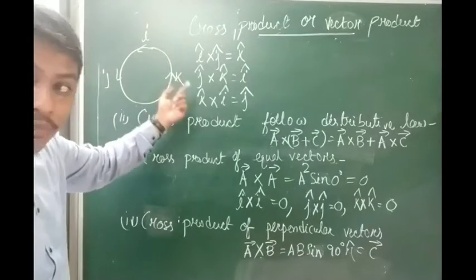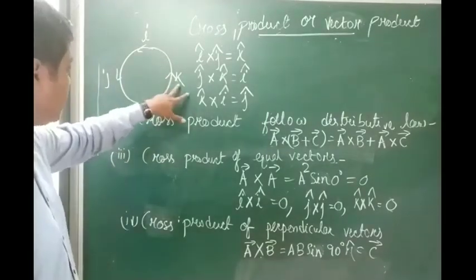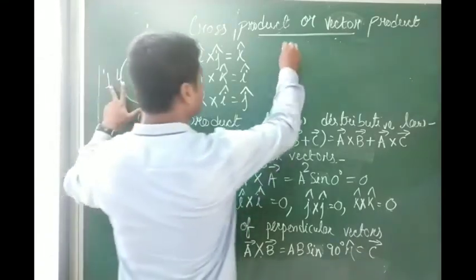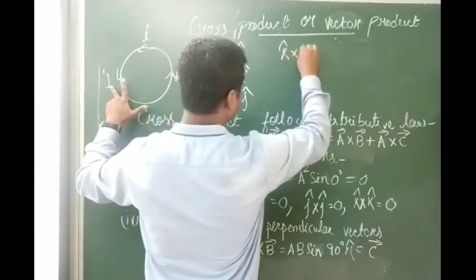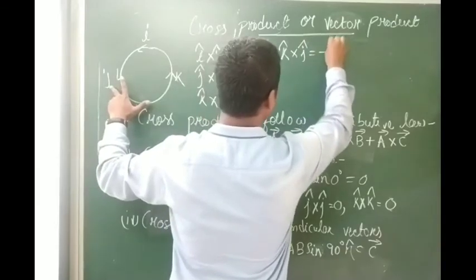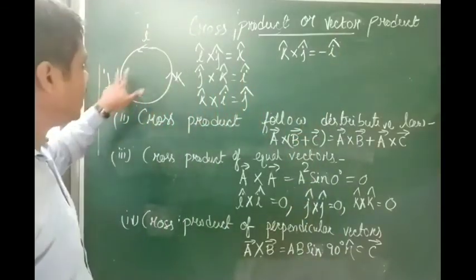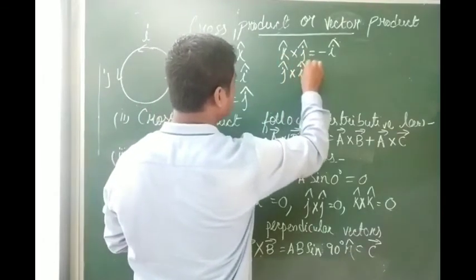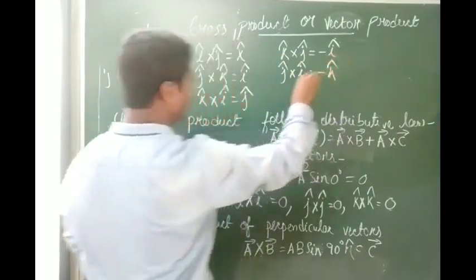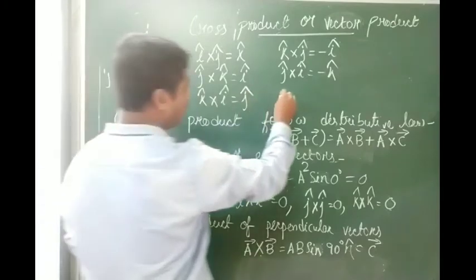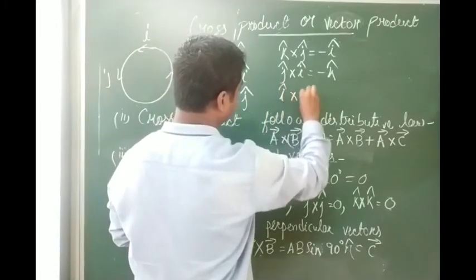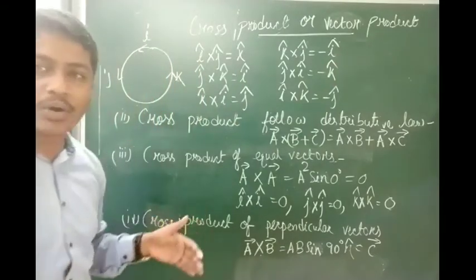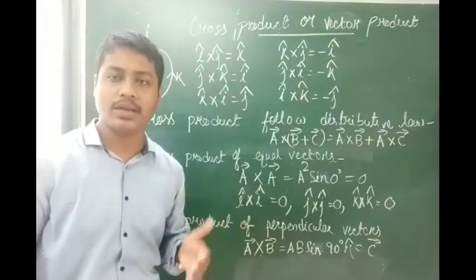But if you move in the reverse direction, K cross J will not be equal to I. It will be equal to minus I cap. K cross J is equal to minus I cap. Similarly, J cross I will be equal to minus K cap, if you move in the reverse order. Similarly, I cross K will be equal to minus J cap. So this is how we need to use the properties of the cross product.